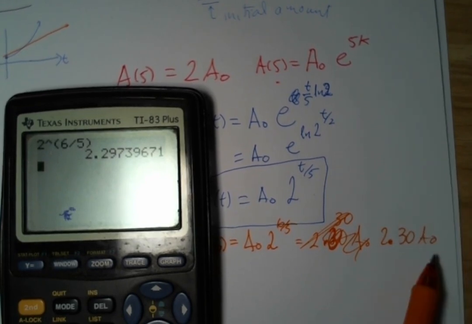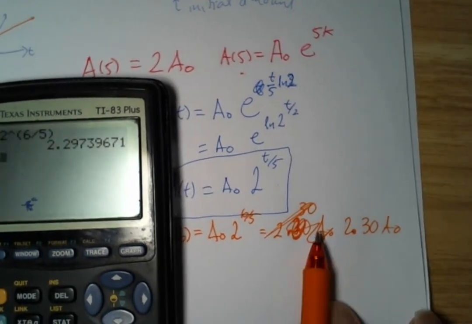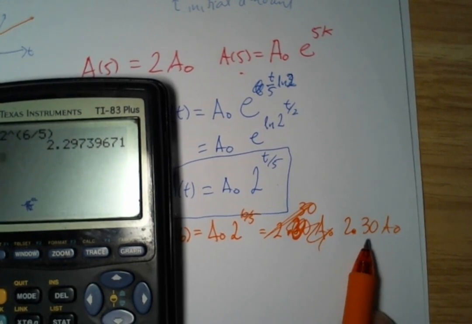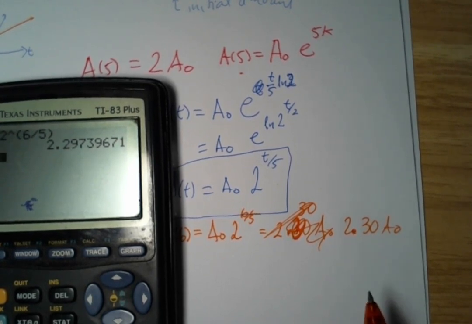The way you interpret that is after 6 hours, you have twice the amount. You essentially have 230%. That's the proportion, the decimal. 230% of the original amount. So it's more than double, doubled and an extra 30% on top. All right, so that's after 6 hours.